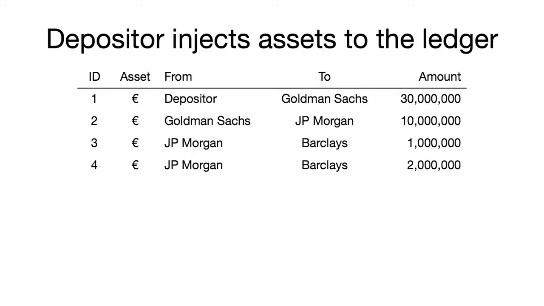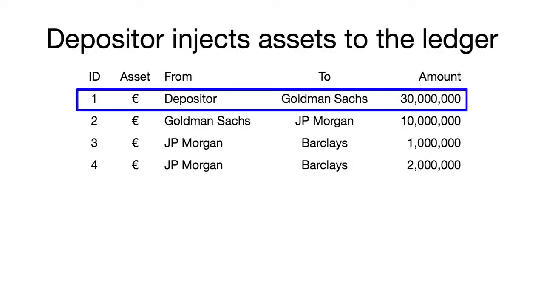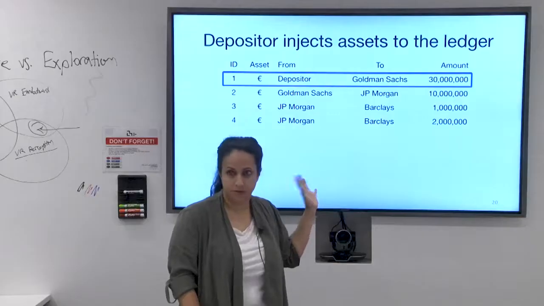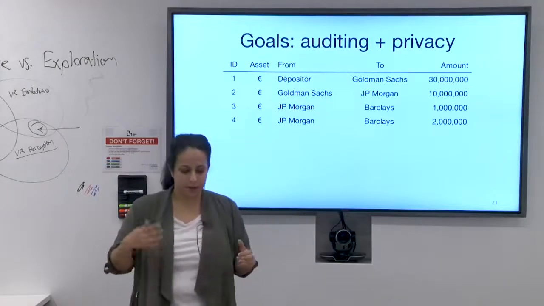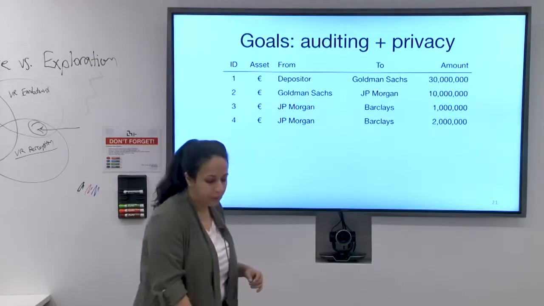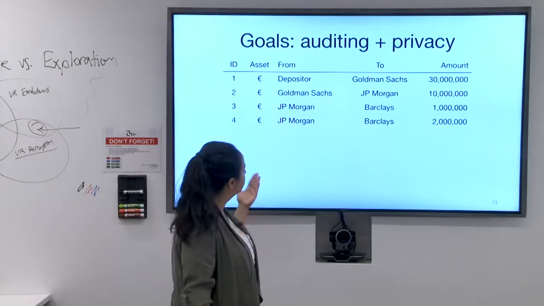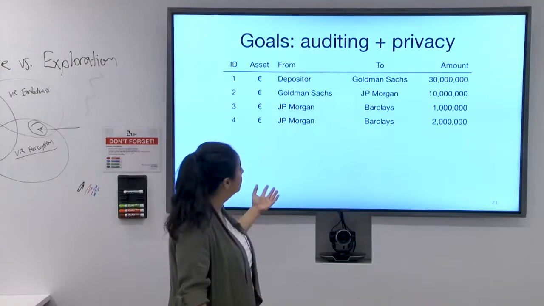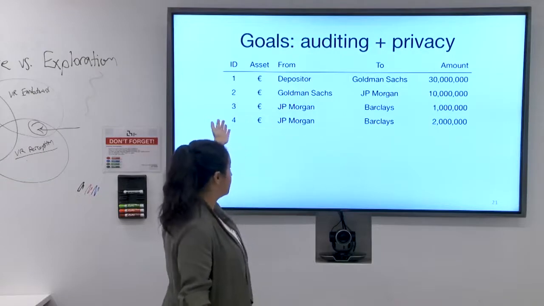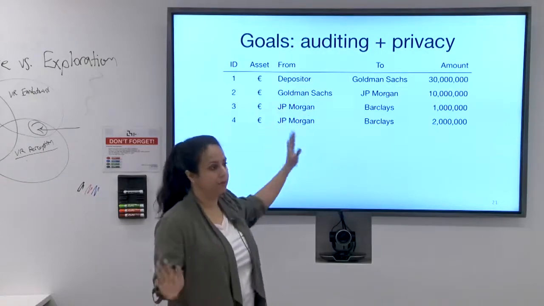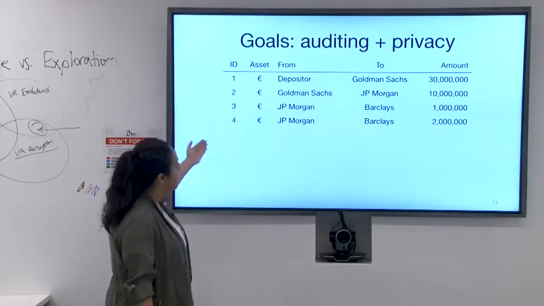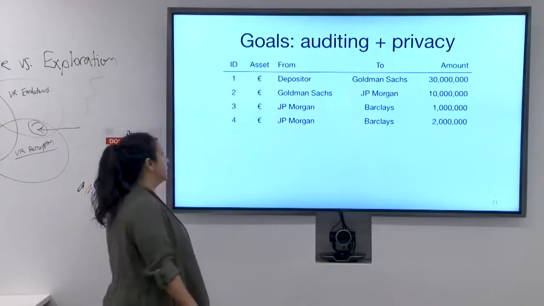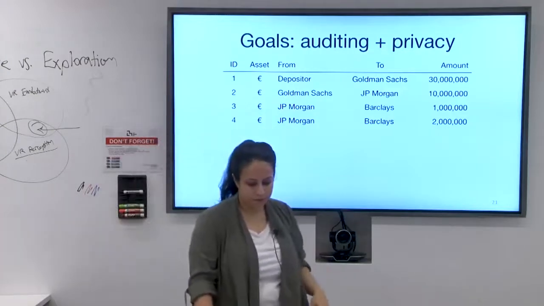So let's move on from here. Like I said, the depositor injects assets to the ledger, and that's the way of entering assets. That's the depositor right there. Now, our goals are to achieve auditing and privacy. What do we mean by that? Well, someone looking at the ledger shouldn't be able to tell these amounts, except for the depositor transaction, which is always public. In zkLedger, the depositor transactions are public. But they shouldn't be able to tell from after that that Goldman Sachs gave money to JP Morgan and that JP Morgan gave it to Barclays, and what the amounts were, okay?